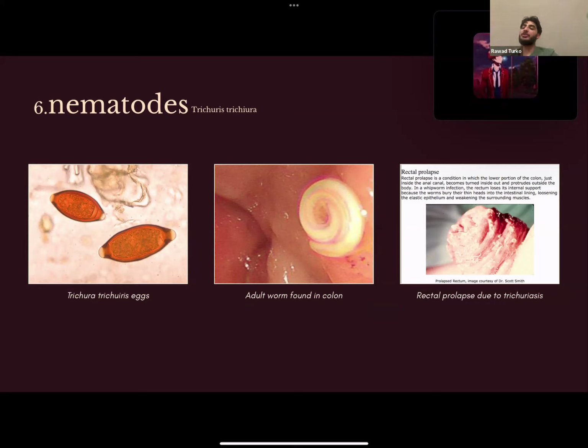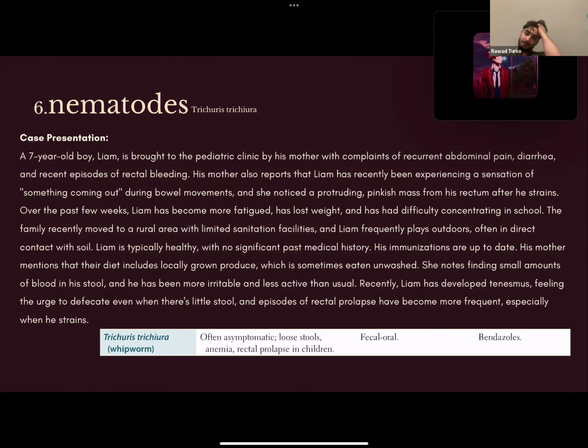Exactly. Pretty much. And that's because what this worm can do is burrow its way in. Like I mentioned, it's going to stick to the wall. And once it's sticking to the wall, it can make the last part of the rectum lose its support. And because of that, it's going to prolapse outside of the anus. Okay? It's going to weaken the epithelium and the elastic support of the rectum. Okay? All right.